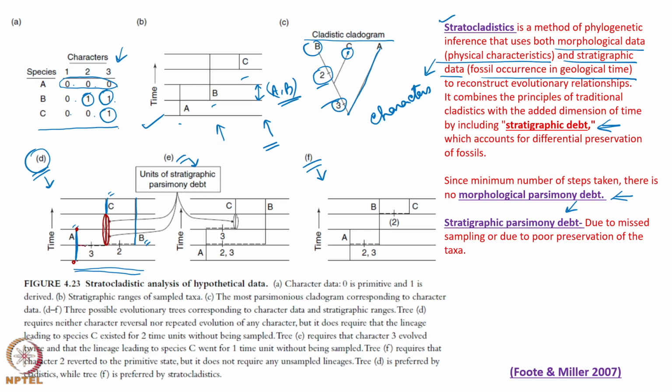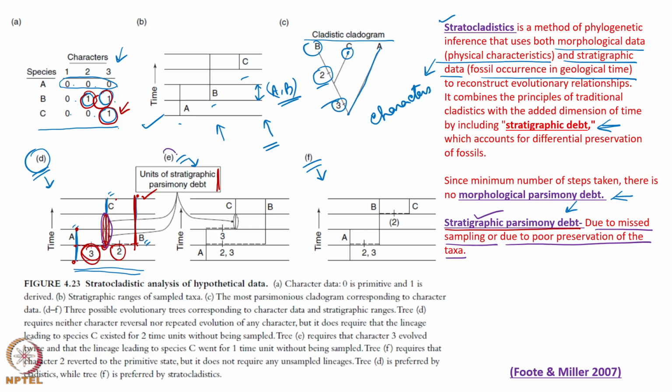Now consider a few of the A species acquired character 3, and then the entry for C is defined, whereas some of the A species acquired both 3 and 2 and evolved in this way, and B's characters are explained. In this case we define the units of stratigraphic parsimony debt as this particular region. Stratigraphic parsimony debt is due to the missed sampling or poor preservation of the taxa.